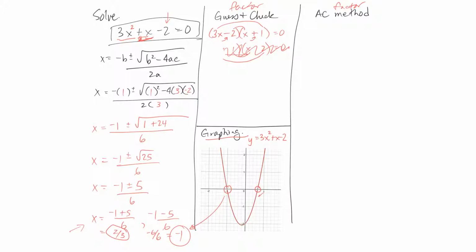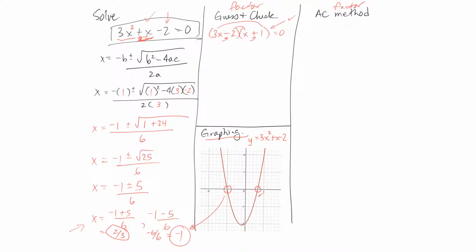Now, just to make sure I'm doing that right, I'm just going to check that. So 3x times x is 3x squared. 3x times 1 is a positive 3x. -2 times x is a -2x. -2 times that is a -2. When I add these together, it gives me positive 1x, which is what I needed. So that means that this factoring is correct. Okay, let me get rid of this.